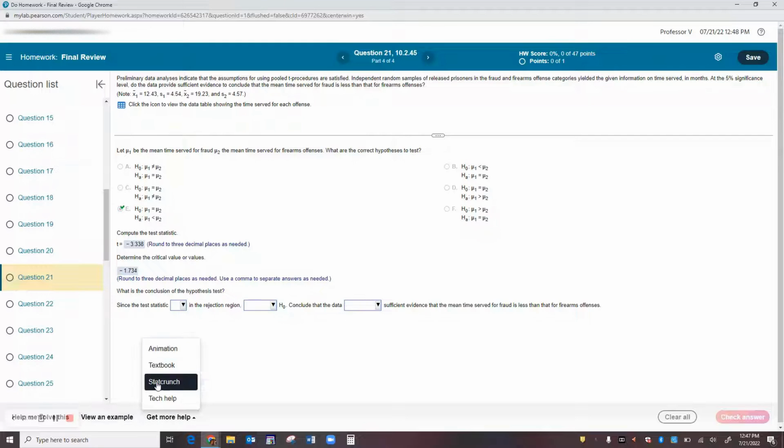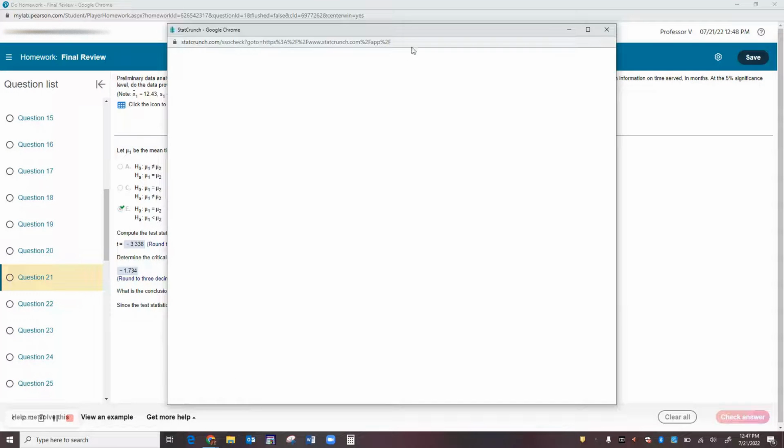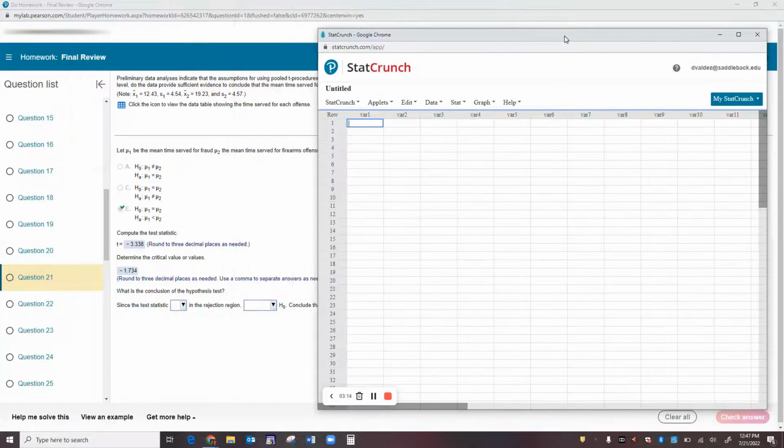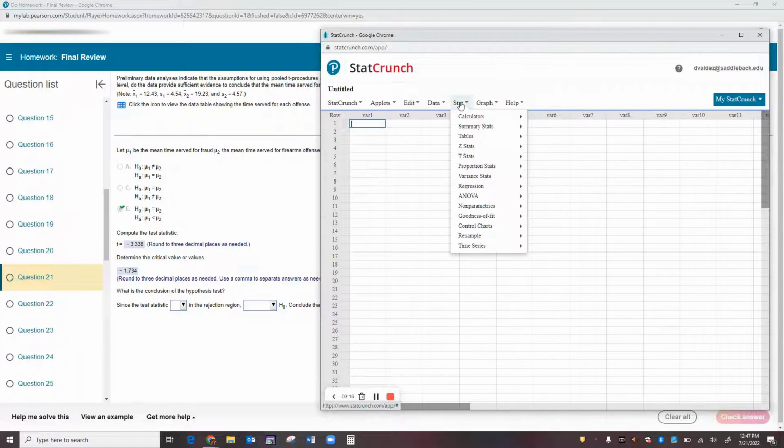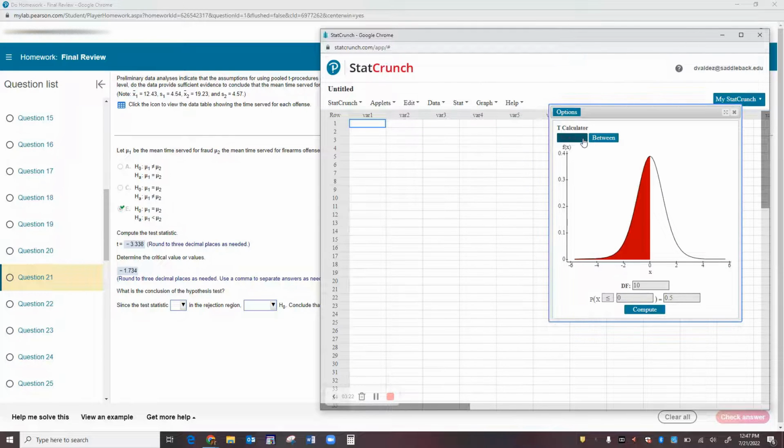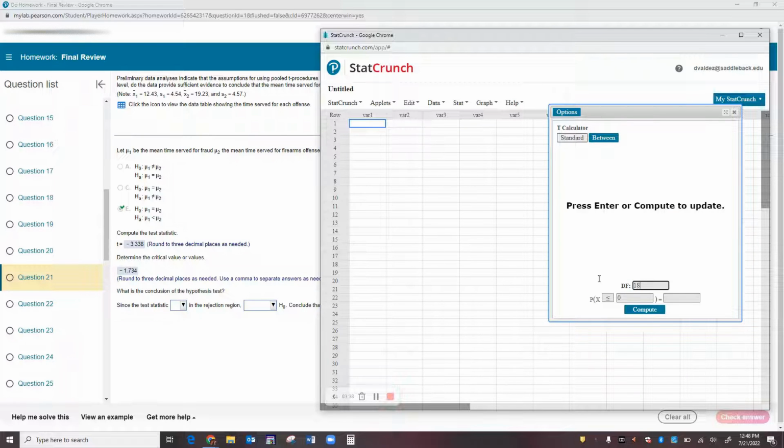So what you could do, again, just open StatCrunch. Here's another thing you could do. We know it's a left-tailed test, so you could go Stat, Calculators, and then go down to the T, and then we'll do Standard. Degrees of freedom, you do have to remember for this pooled T procedure, it's n1 plus n2 minus 2. Since each of the samples were size 10, add them together, that's 20, and then subtract 2. So degrees of freedom are 18.